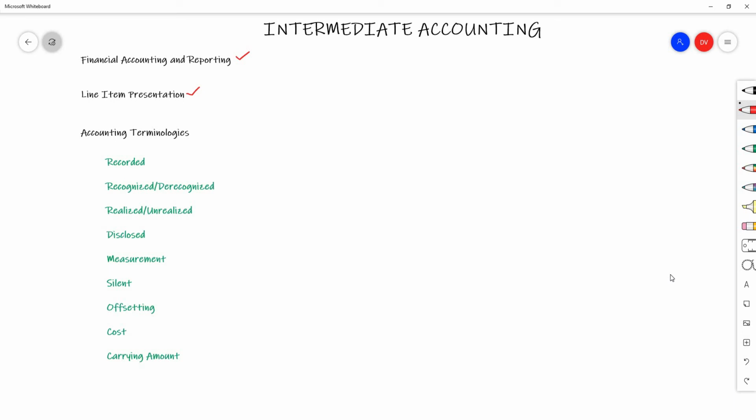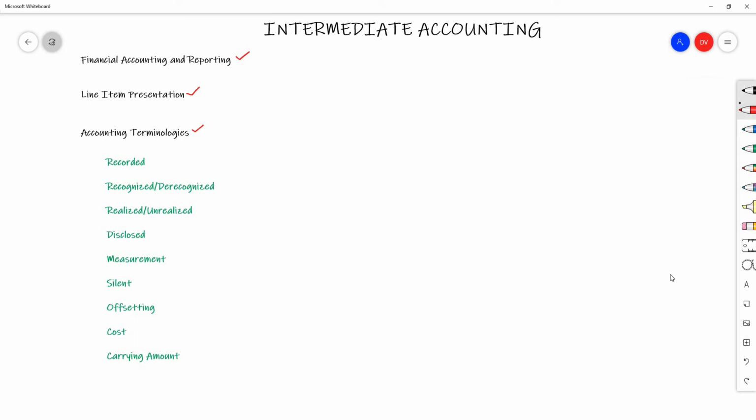Next, there are certain accounting terminologies that you should understand. Primarily: recorded or recording, recognized, derecognized, realized, unrealized, disclosed or disclosure, measurement, silent, offsetting, cost, or carrying amount. These are terminologies that are commonly discussed in the subject Intermediate Accounting or in the accounting profession itself. So let's start one by one.